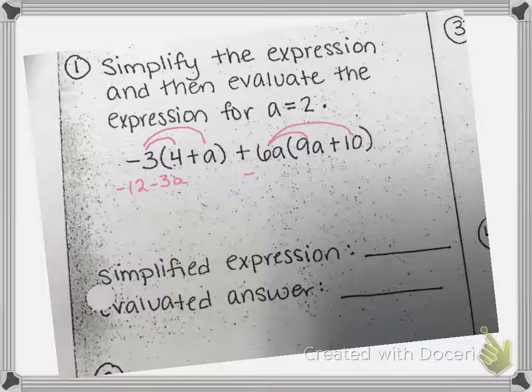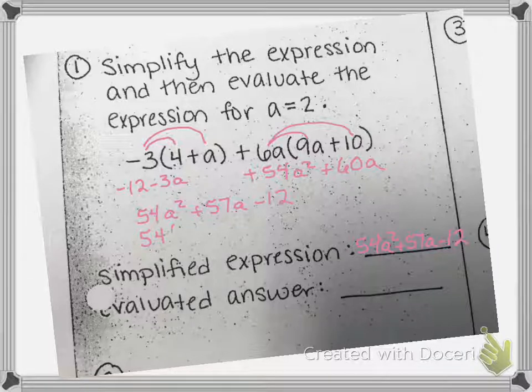-3 times 4 plus a gave us -12 minus 3a. 6a times 9a plus 10 gave us 54a squared plus 60a. We combined like terms. That gave us 54a squared. Combine the 60 and the -3. That gave us 57a minus 12. We're going to write that in our slot for our simplified expression.